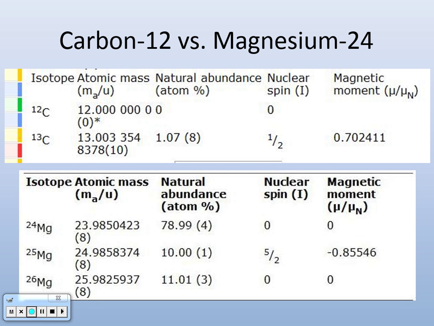Magnesium 26 still has how many protons? 12. But now how many neutrons? 14. What's true about these three atoms? They are isotopes of each other. They have the same number of protons, but a different number of neutrons. These are three isotopes of each other.